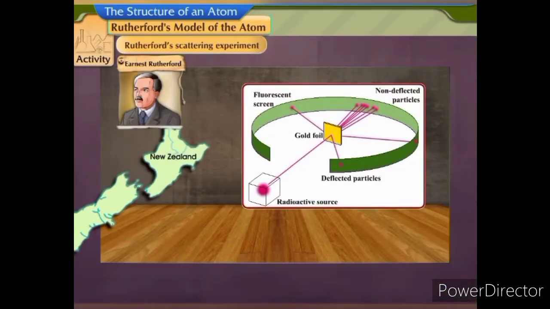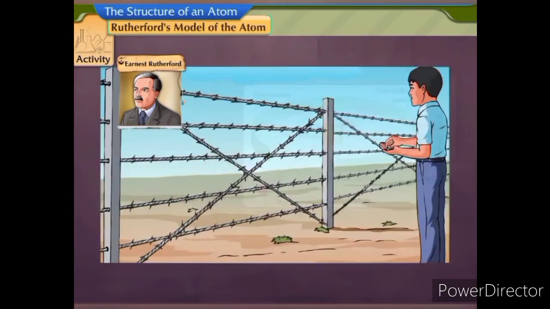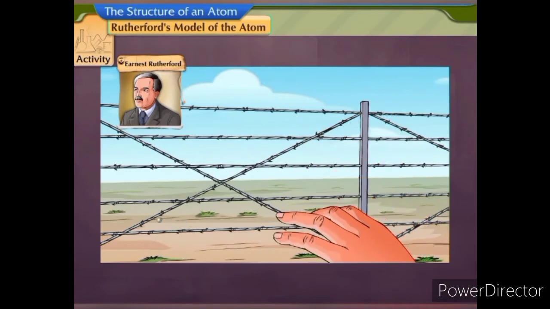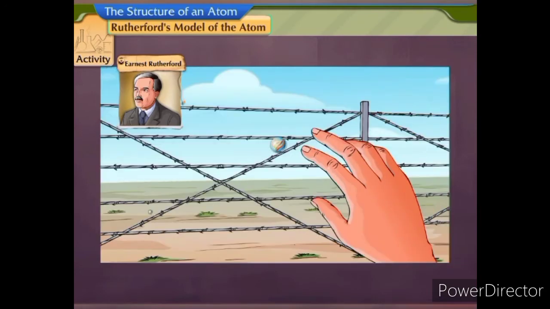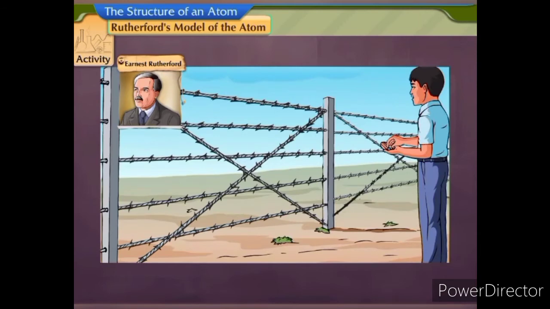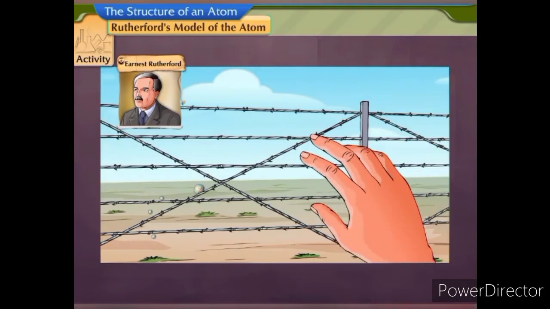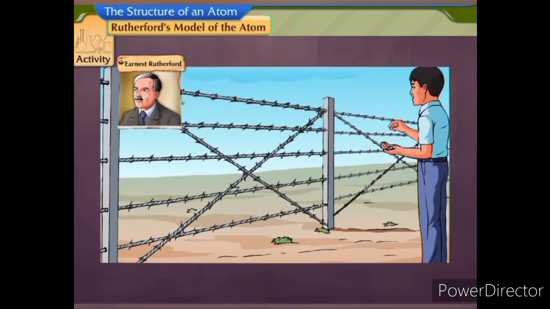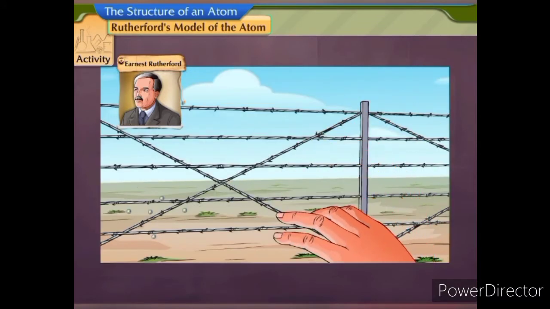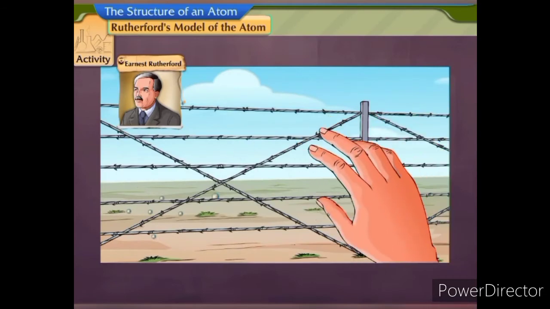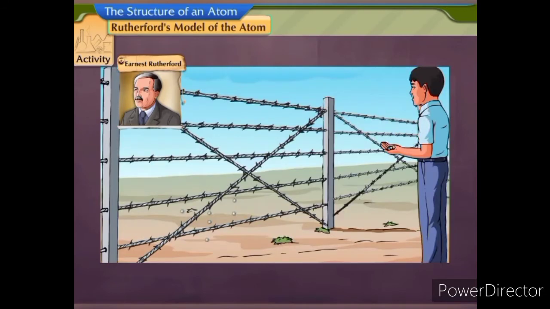Let us perform an activity to understand Rutherford's experiment. Stand near a barbed wire fence and throw marbles towards the fence, one after the other in quick succession. What do you observe? Most of the marbles pass through the gaps in the wires of the fence to the other side, while a few of them hit the wire and get deflected by large angles or bounce back.